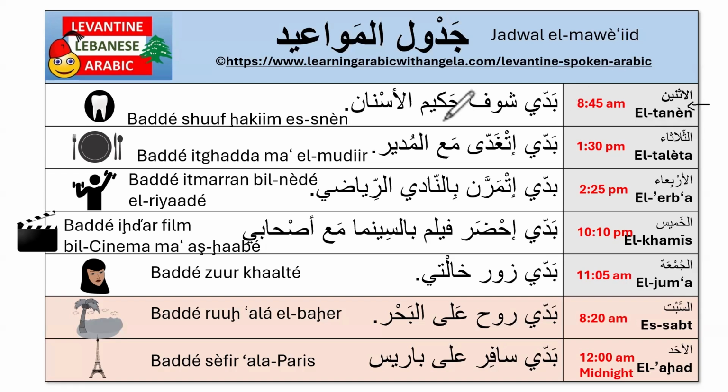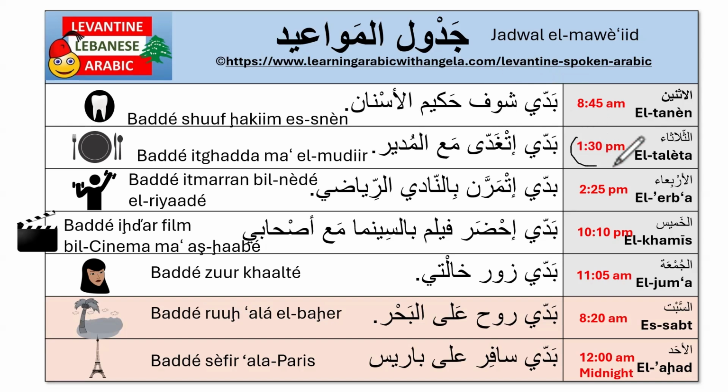بدي شوف حكيم الأسنان. بدي is I want to. You can replace it with, for example, I will, راح. راح or ح for the future. So راح شوف or ح شوف is I'm going to see حكيم الأسنان. So بدي شوف I want to, or you can use the future using راح or ح for short. شوف حكيم الأسنان.